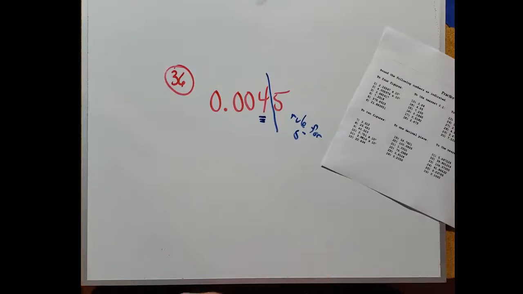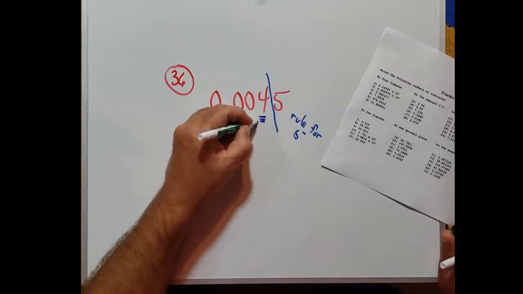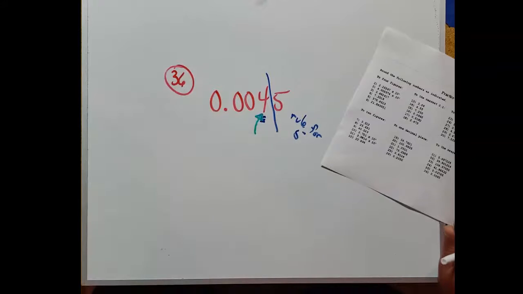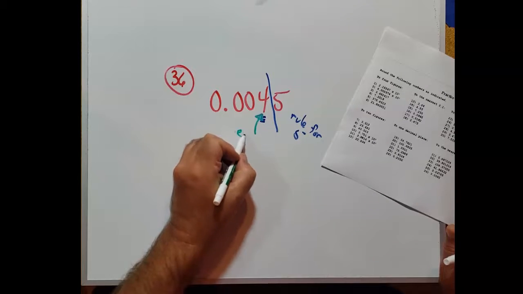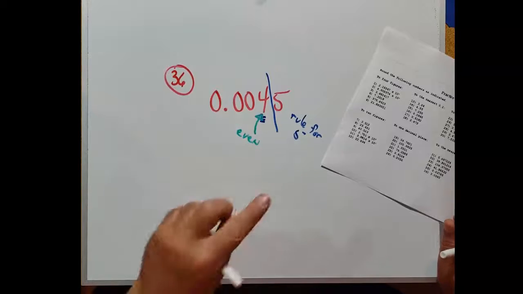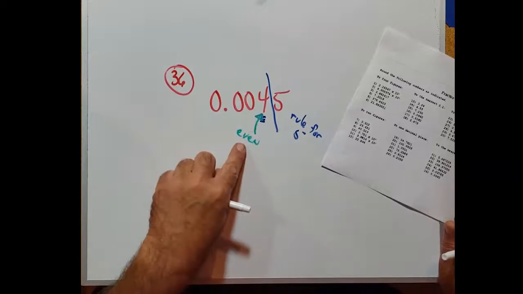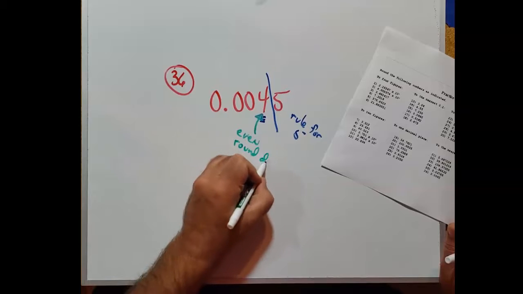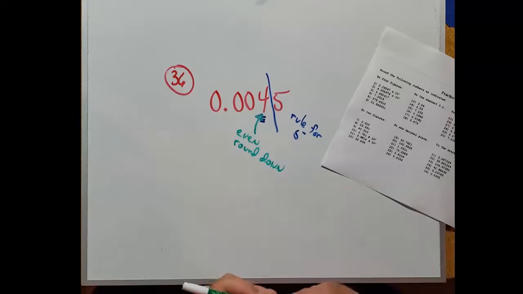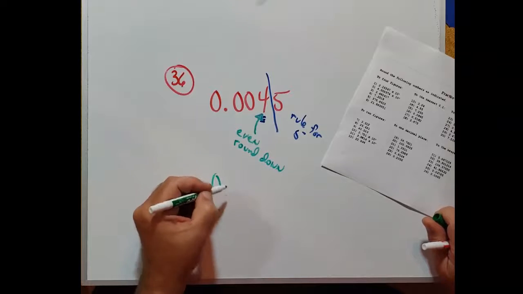What does the rule for 5 tell us to do? It tells us to look at the number in front of it and ask ourselves, is it even or odd? Well, 4 is an even number. What is the rule for 5 when the number out front is even? It's round down, which really means leave it alone. Keep it the same number. So that will give us an answer of 0.004.